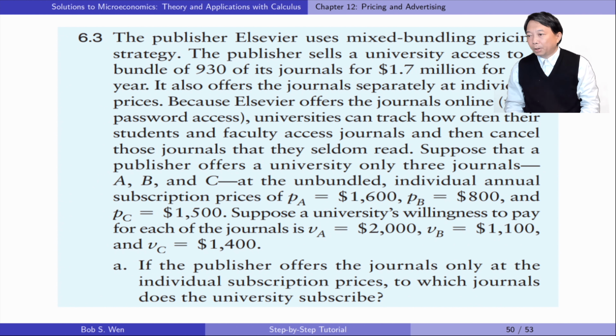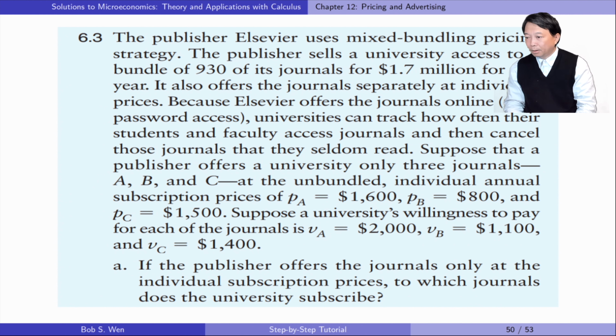Let's go to exercise 6.3. The publisher Elsevier uses a mixed bundling pricing strategy. Suppose that the publisher offers a university only 3 journals, A, B, and C, at the unbundled individual annual subscription prices of PA equals $1,600, PB equals $800, and PC equals $1,500. Suppose a university's willingness to pay for each of the journals is $2,000, $1,100, and $1,400.